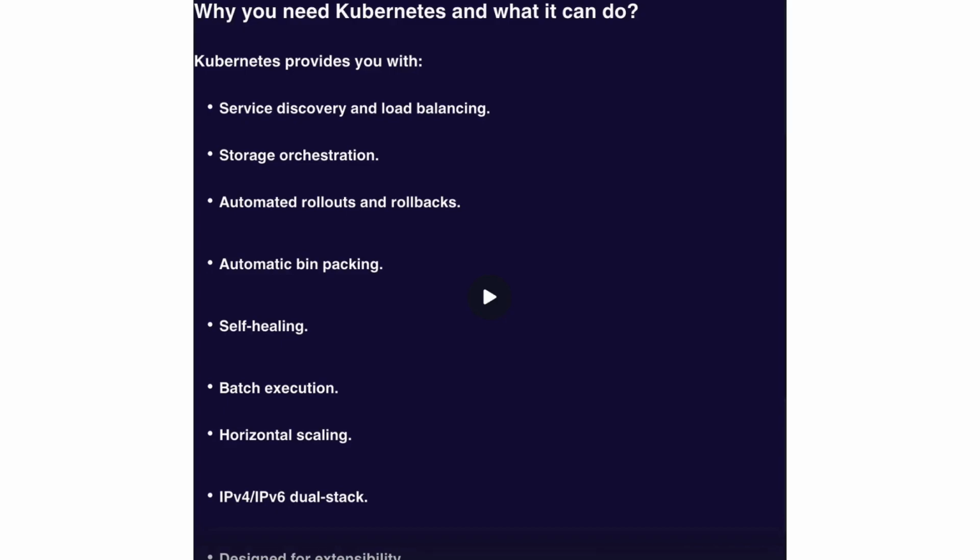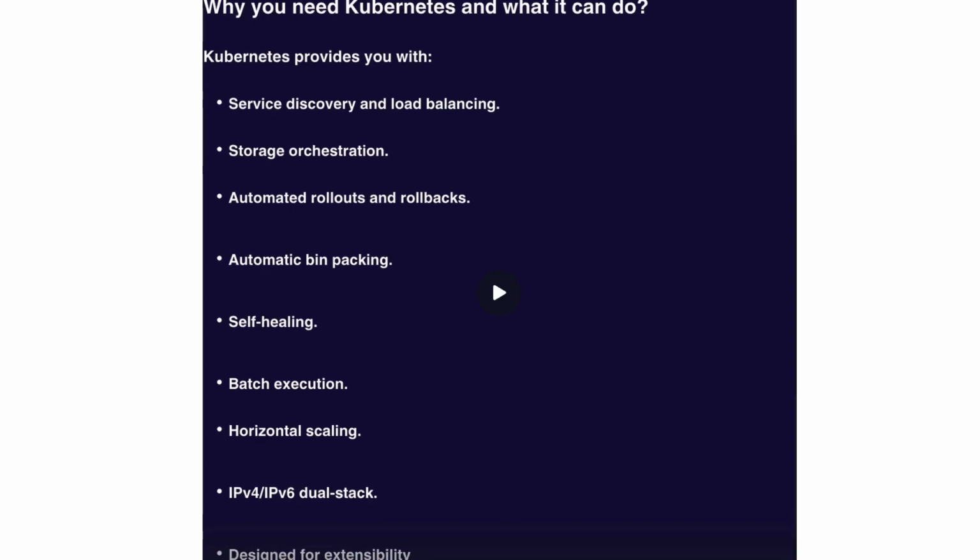Automatic bin packing. You provide Kubernetes with a cluster of nodes that it can use to run containerized tasks. You tell Kubernetes how much CPU and memory each container needs. Kubernetes can fit containers onto your nodes to make best use of your resources. Self-healing. Kubernetes restarts containers that fail, replaces containers, kills containers that don't respond to your user-defined health check, and doesn't advertise them to clients until they are ready to serve.